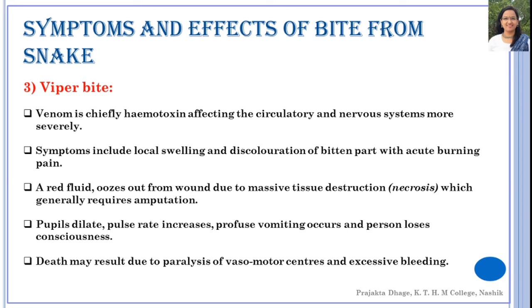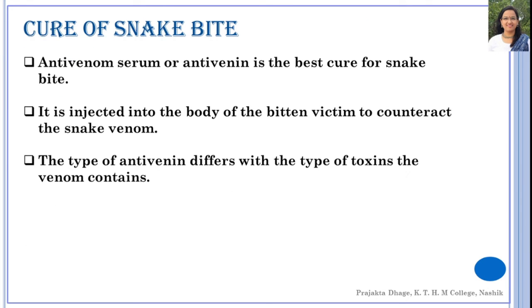Pupils dilate, pulse rate is high, profuse vomiting occurs, and the person loses consciousness. Death may result due to paralysis of vasomotor centers and excessive bleeding. Vasomotor centers are basically a part of the brain. Okay, now the cure of snake bite.